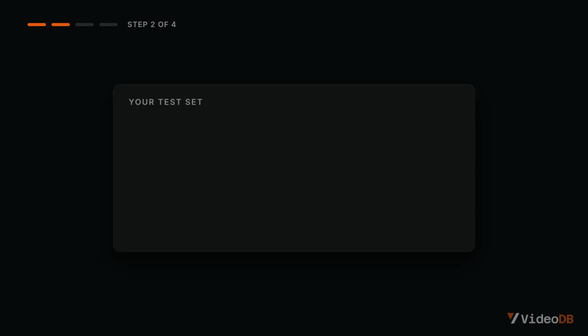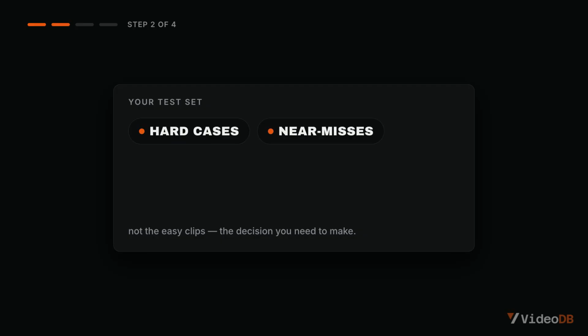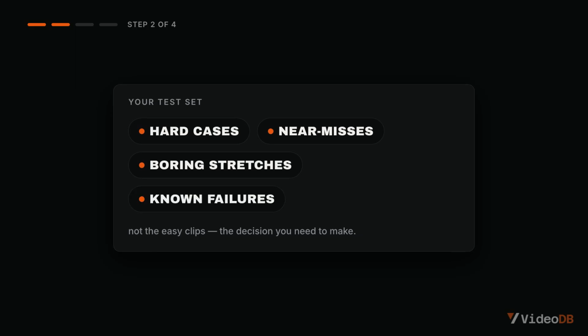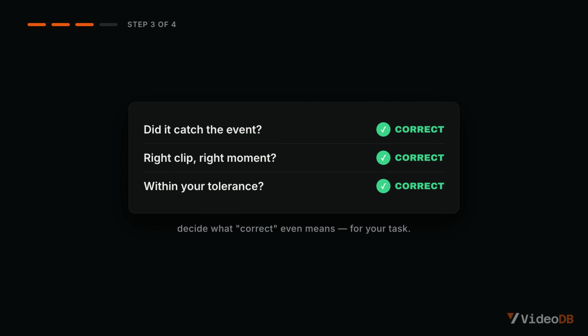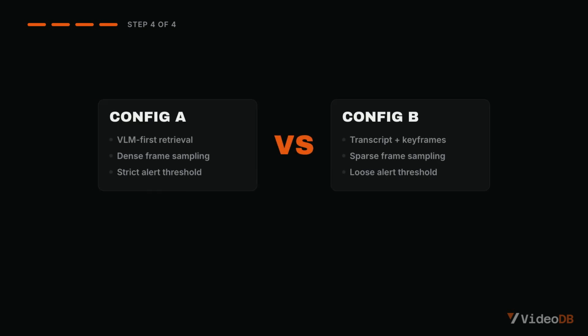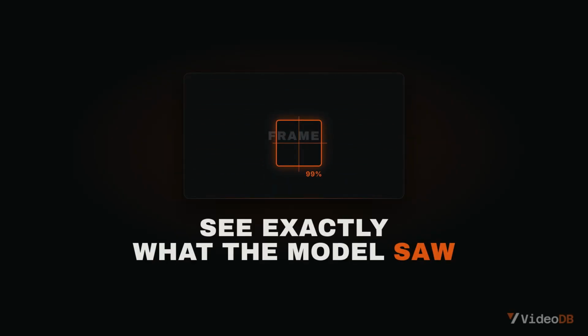Then build your test set around the decision you need to make, not the easy clips, the hard cases, the near misses, the boring stretches where nothing happens, the ways you already know it breaks. Decide what correct even means for your task. Then compare full configurations, head-to-head, on your own video. But you can only trust that comparison if you can see exactly what the model saw.